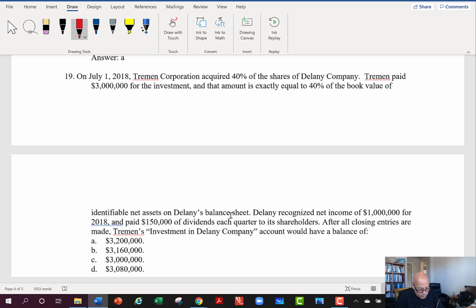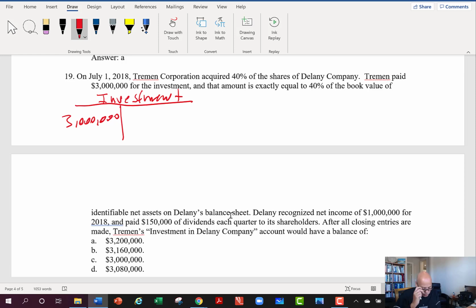After closing entries are made, investment in Delaney. Okay, they're asking me for the investment account. So I know I've got to set up the investment account over here, and I know they bought the investment for $3 million. So that's how it started, right? And I look at the answers, I can't eliminate any because there's none under $3 million, because I know it's going to be at least $3 million because there wasn't a loss, there was income.